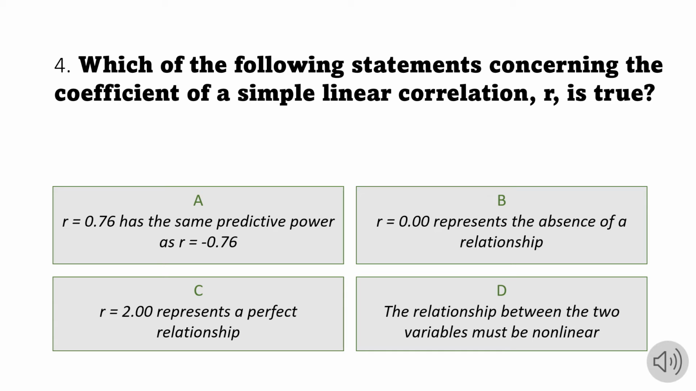Which statement concerning the coefficient of a simple linear correlation, R, is true? A, R equals 0.76 has the same predictive power as R equals negative 0.76. B, 0 represents the absence of a relationship. C, 2 represents a perfect relationship. Or D, the relationship between the two variables must be nonlinear.